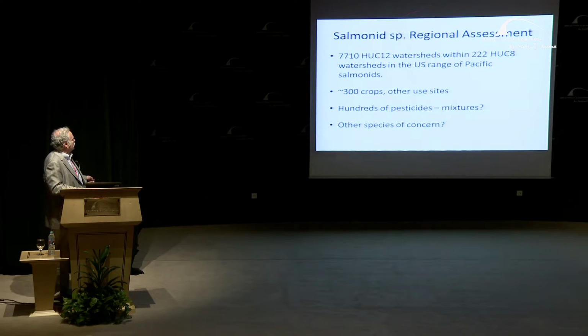And so, for the Salmonid species regional assessment, there are almost 8,000 HUC-12 watersheds, within the 222 HUC-8 watersheds, over that entire range along the west coast of the United States. And it's going to take a systems approach, a modeling approach, to adequately evaluate all those. It's not going to happen with simply going out and monitoring and looking for what's in the water and trying to make some sort of prediction of how that might harm salmon.